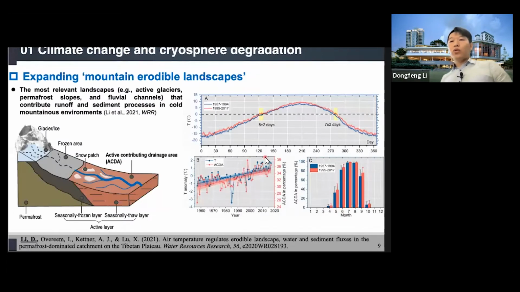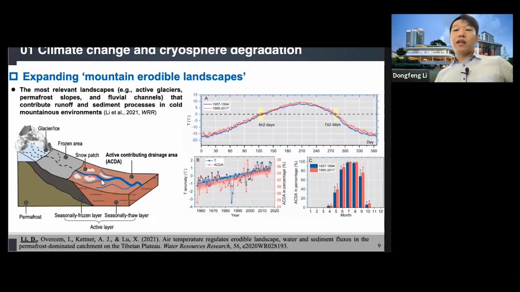In addition to the rapid change of glaciers and permafrost, the mountain erodible landscapes are also expanding. What is the mountain erodible landscape? Here we introduce this concept. We define it as the most relevant landscapes, including the active glaciers, active permafrost, and active fluvial channels that can contribute water and sediment fluxes in the cold mountainous environment.